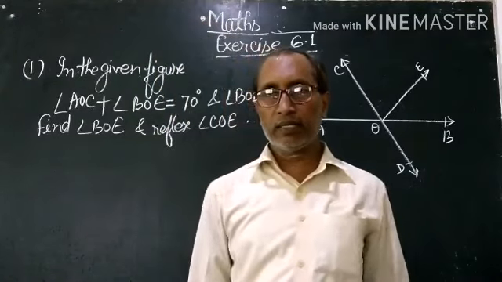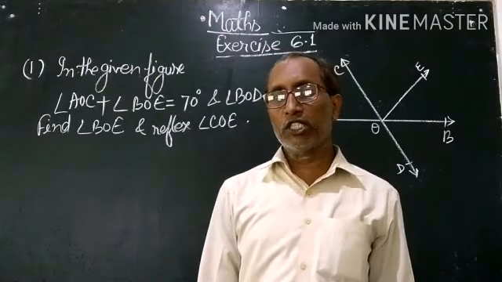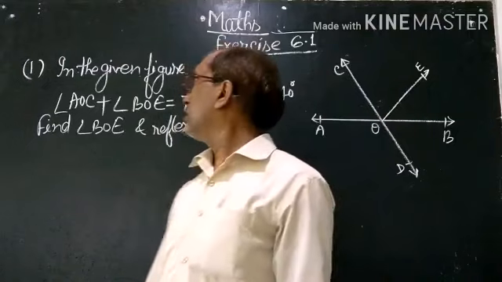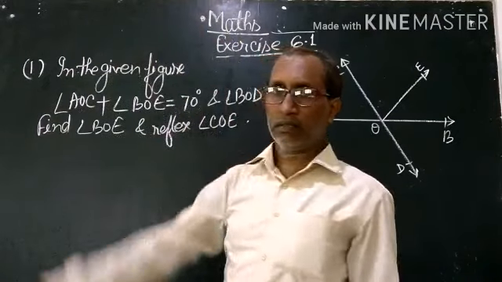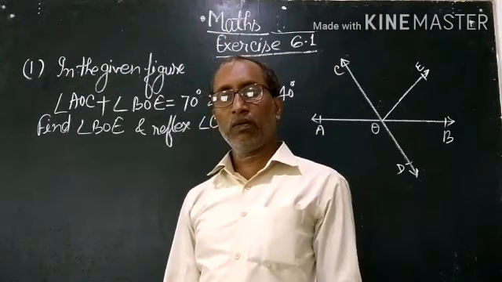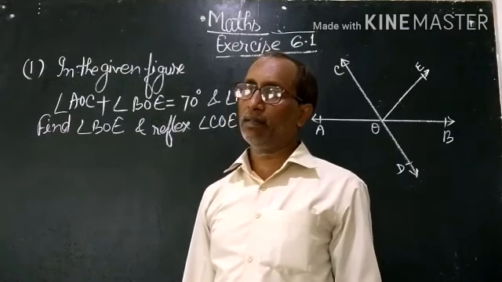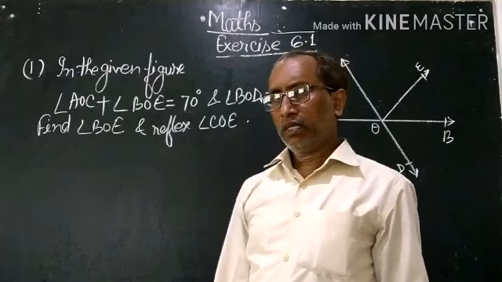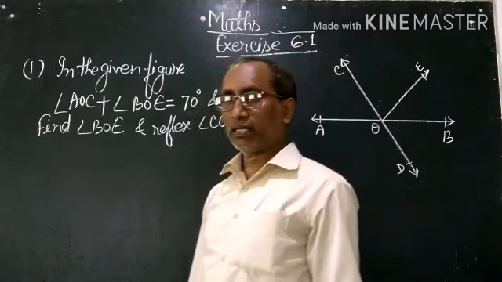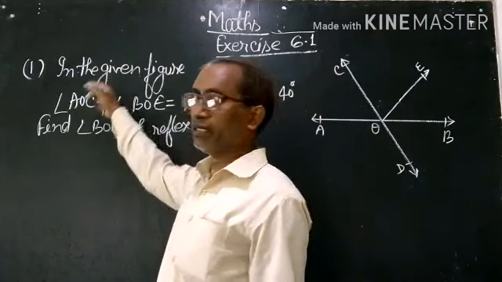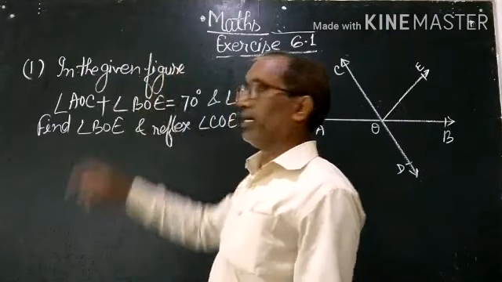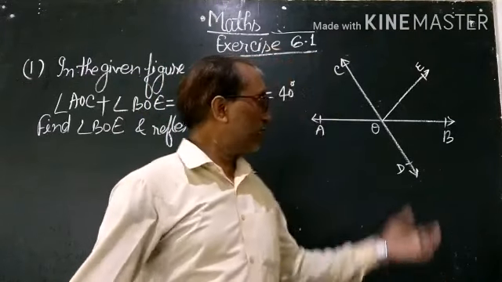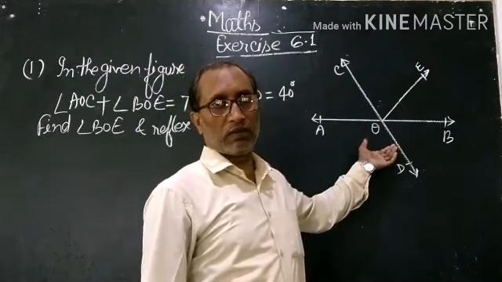Good morning, students. I am going to start exercise 6.1, which is related to lines and angles, Lesson 6. In that sequence, your first question is, in the given figure, this figure is given in the book.